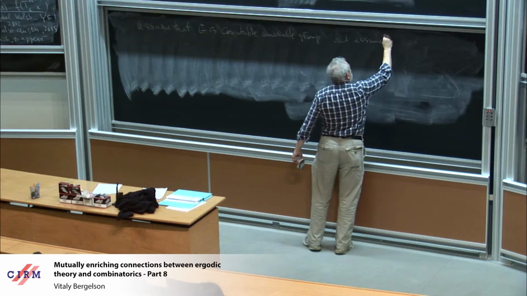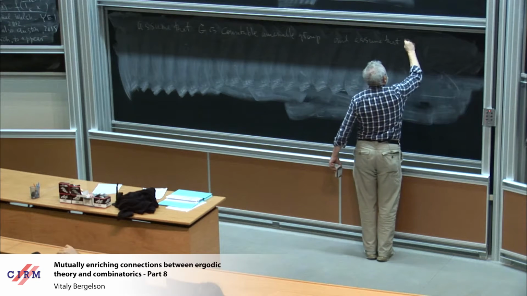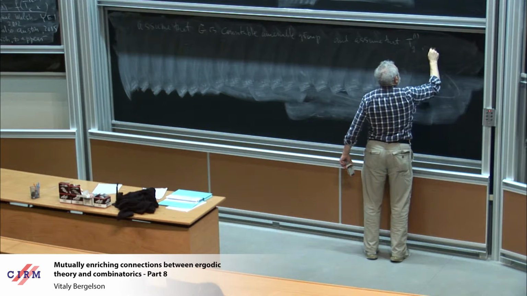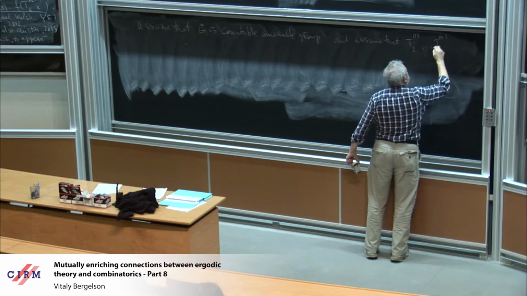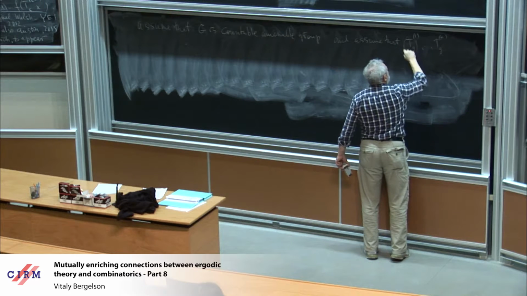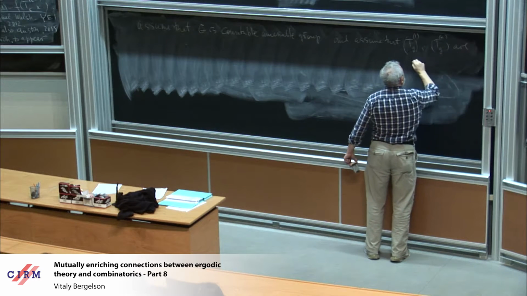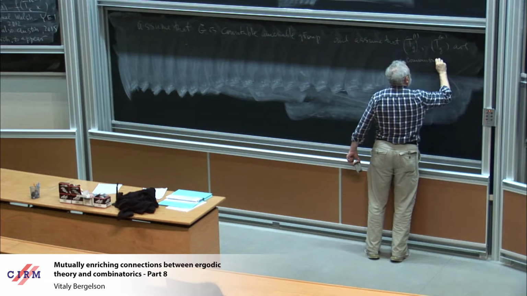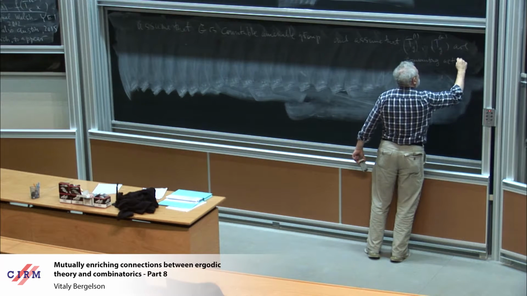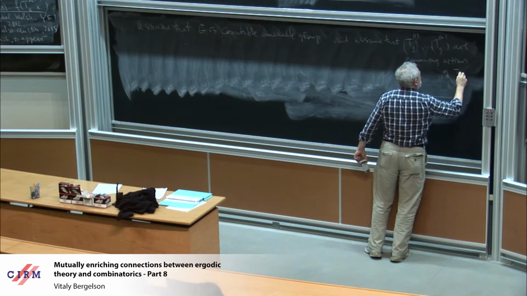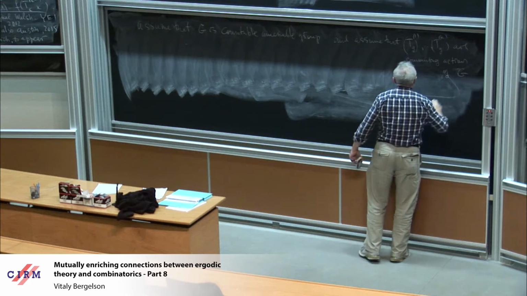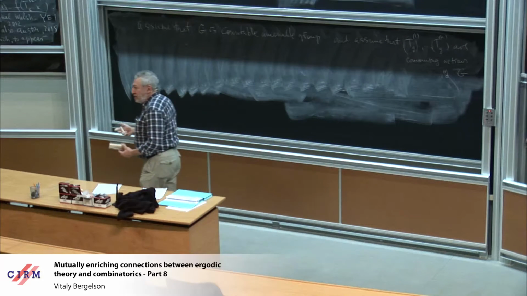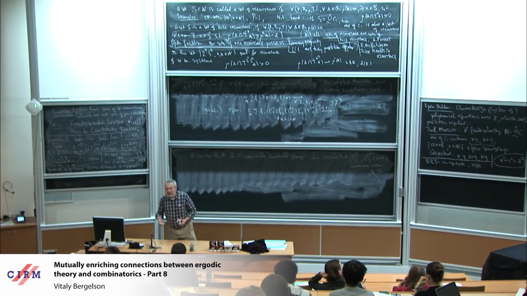And assume that T_{g}^{(1)}, ..., T_{g}^{(k)} are commuting actions of G. So very general ergodic theory, right? A general group acting, and you have finitely many commuting actions.